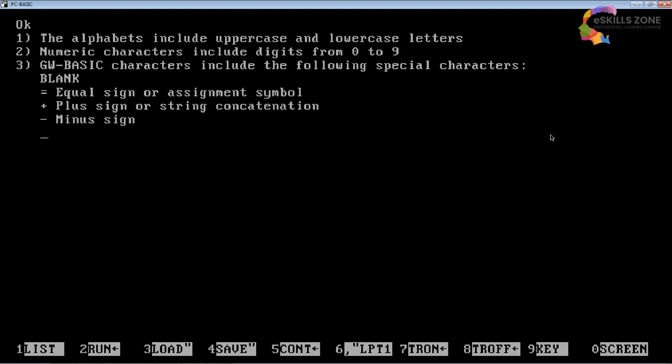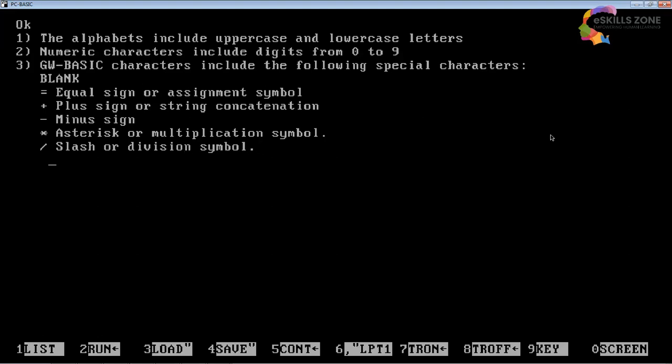The next one is the asterisk. It is a very important character, or multiplication symbol. And the next one is the slash, or division symbol. This slash is used to perform division between two different values.